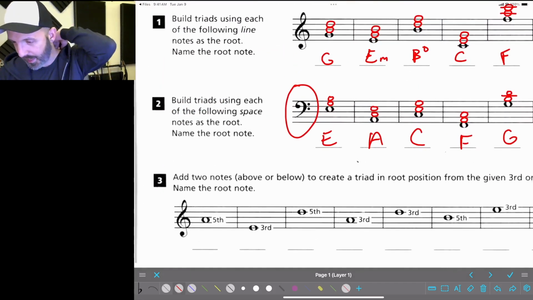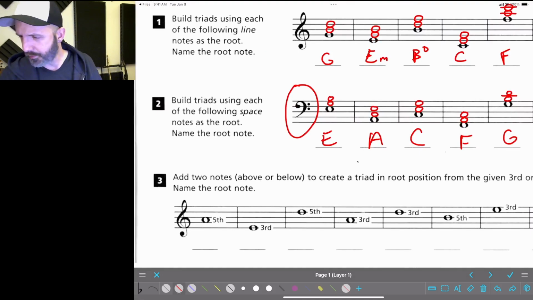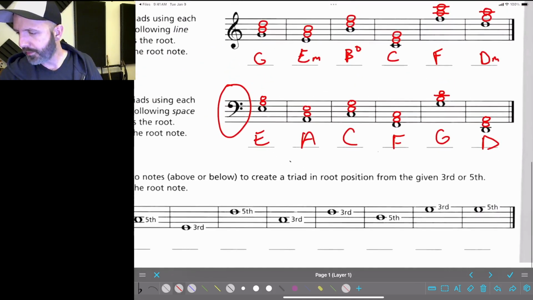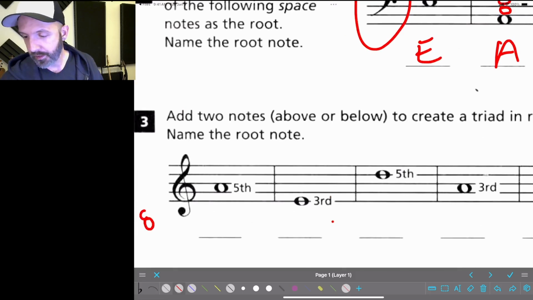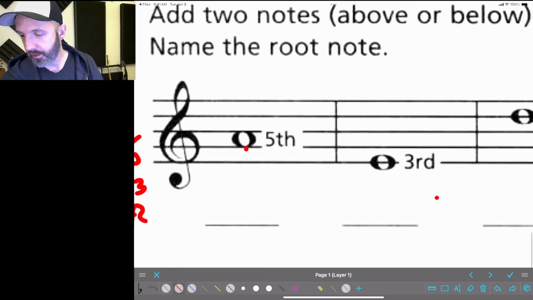All right. Add two notes above or below to create the triad in root position from the given third or fifth. So you got to work backwards. So if you remember, we had three notes. We had the root, the third, and the fifth. So when they're telling you this is the fifth, you're going to add the third and the root. This is the third, so you're going to add the root and the fifth.